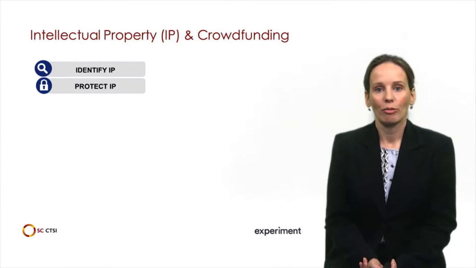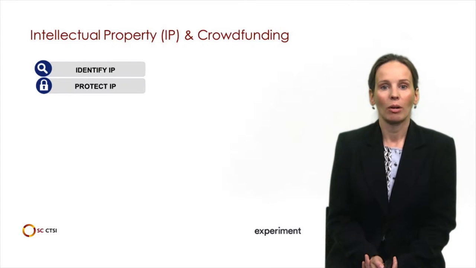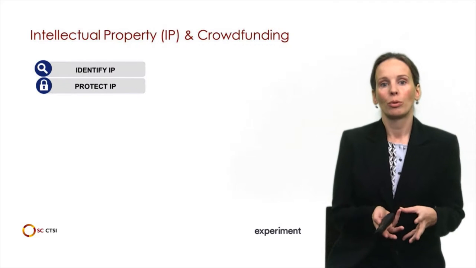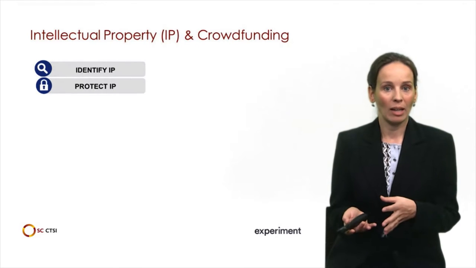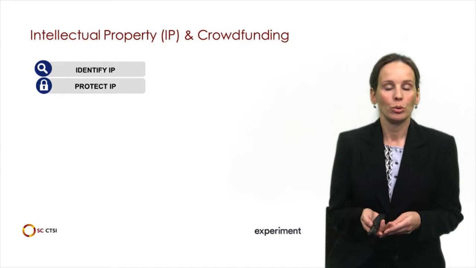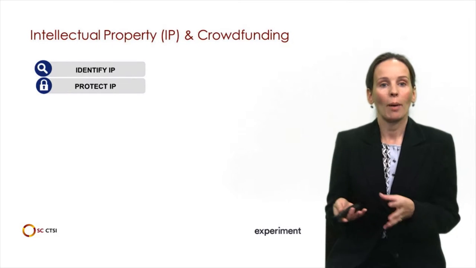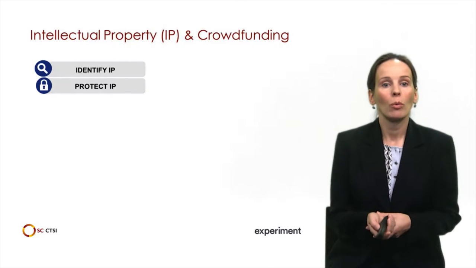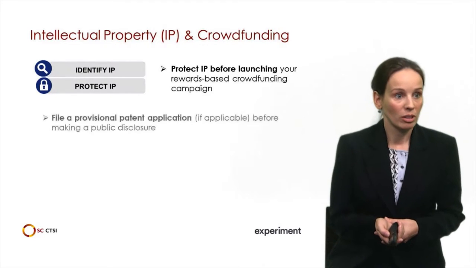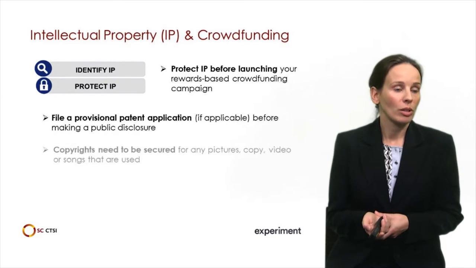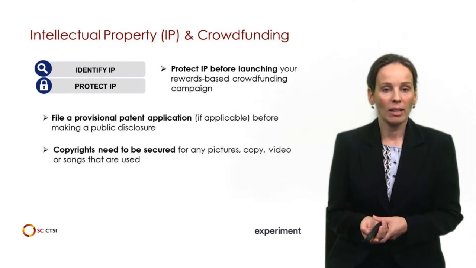Before launching a crowdfunding campaign, it is important to think about any potential intellectual property issues. You can always choose an approach where you do not explain all of the details of your invention or product, but if you do, it is important to think about what happens if you disclose how your invention or product works. So you may want to file a provisional patent application if it applies to your work. You may also think about different types of copyrights.